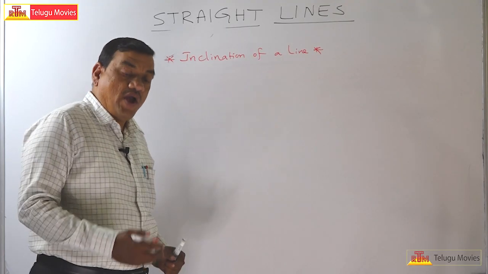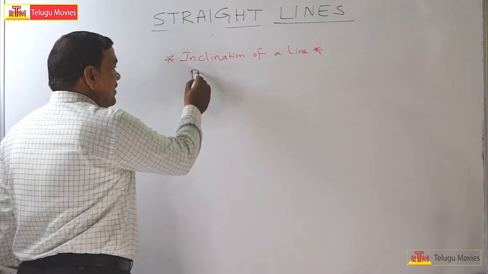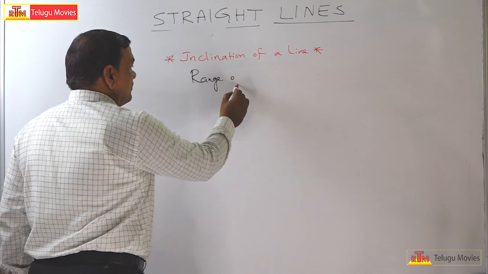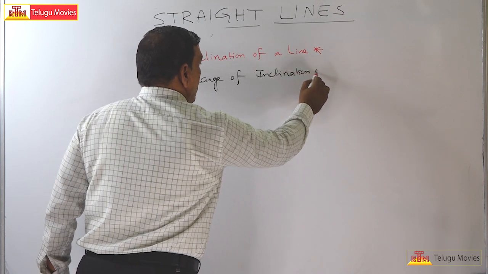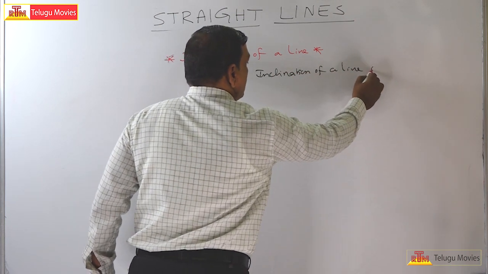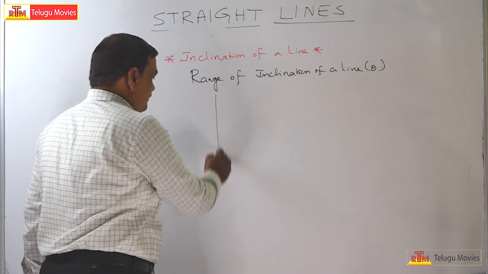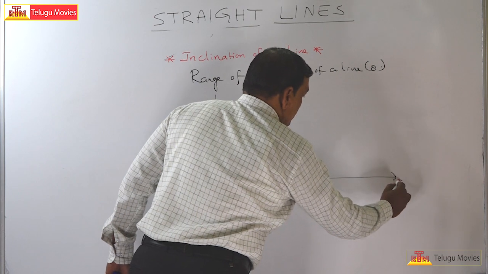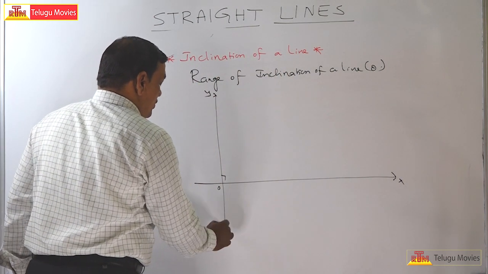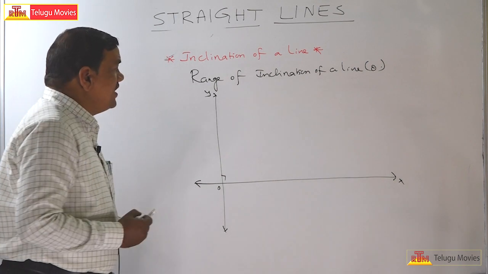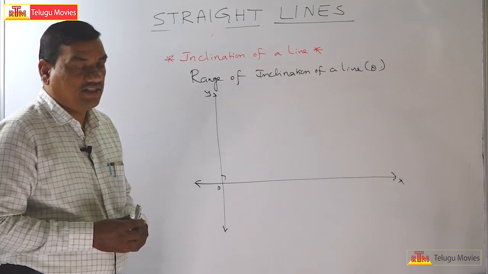Welcome back. Now what we are going to see in this topic is the range of the inclination of a line, that is theta. What is the range of that angle? So let us see this. This is the x-axis, this is the y-axis and this is the origin. Now what is the range of the line? Let us check that.